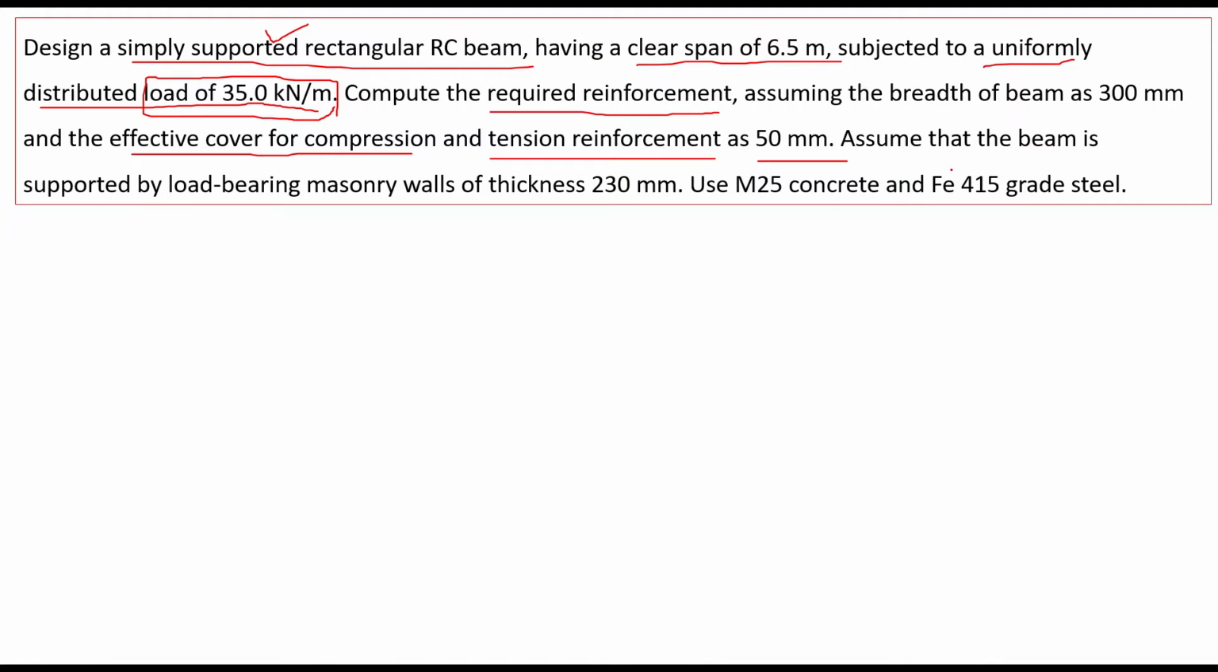Further, we can assume that the beam is supported by load-bearing masonry walls of thickness 230 millimeter. So that means the width of the support is given as 230 millimeter. And it is also mentioned that we have to use M25 grade of concrete and steel of higher grade, that is Fe 415. So this much information is available in the design statement.